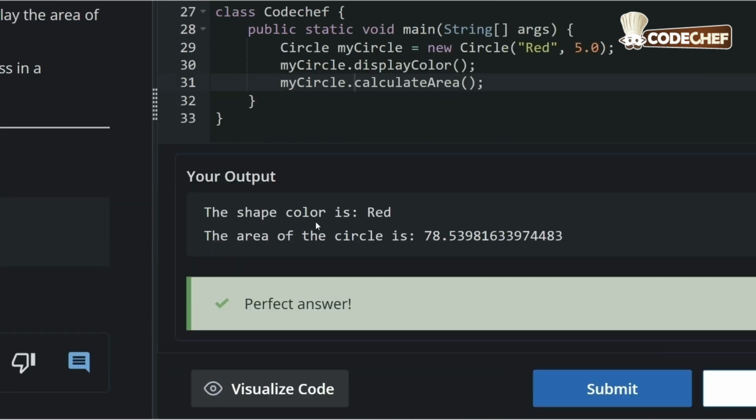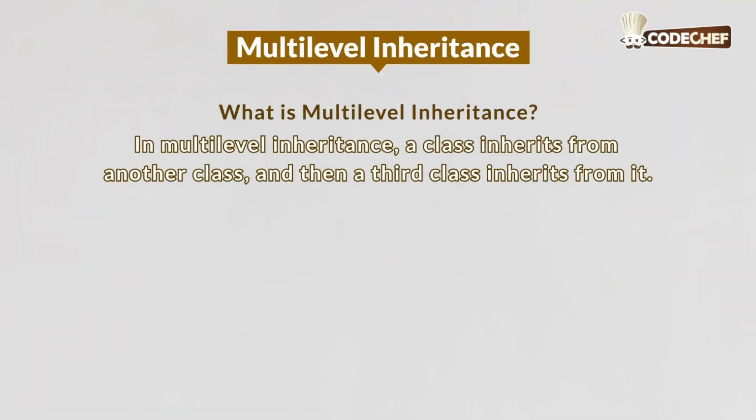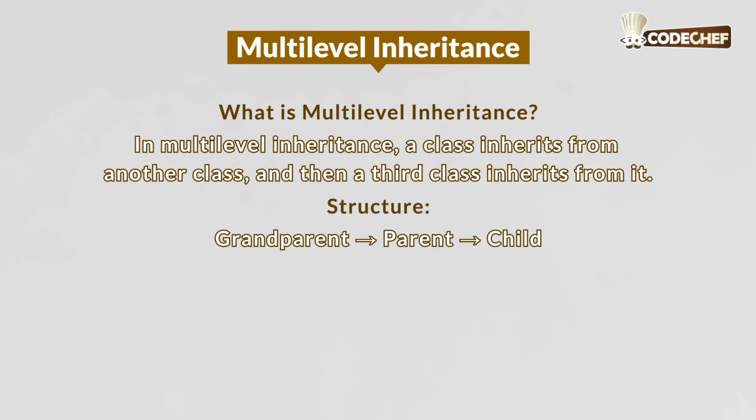So the shape color is red and the area is calculated and comes to 78.53. Multi-level inheritance. What is multi-level inheritance? In multi-level inheritance, a class inherits from another class and then a third class inherits from it. The structure is grandparent to parent to child.